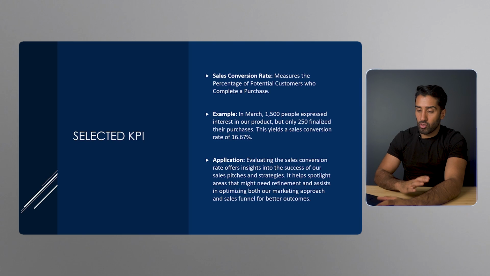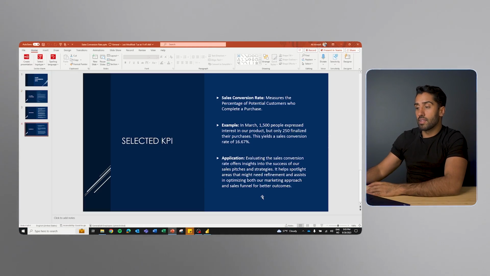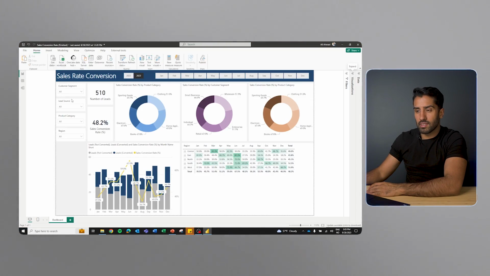So then we've come to the part where we start to look at this in Power BI. Here we have different segments. We have some lead sources, product categories, regions.